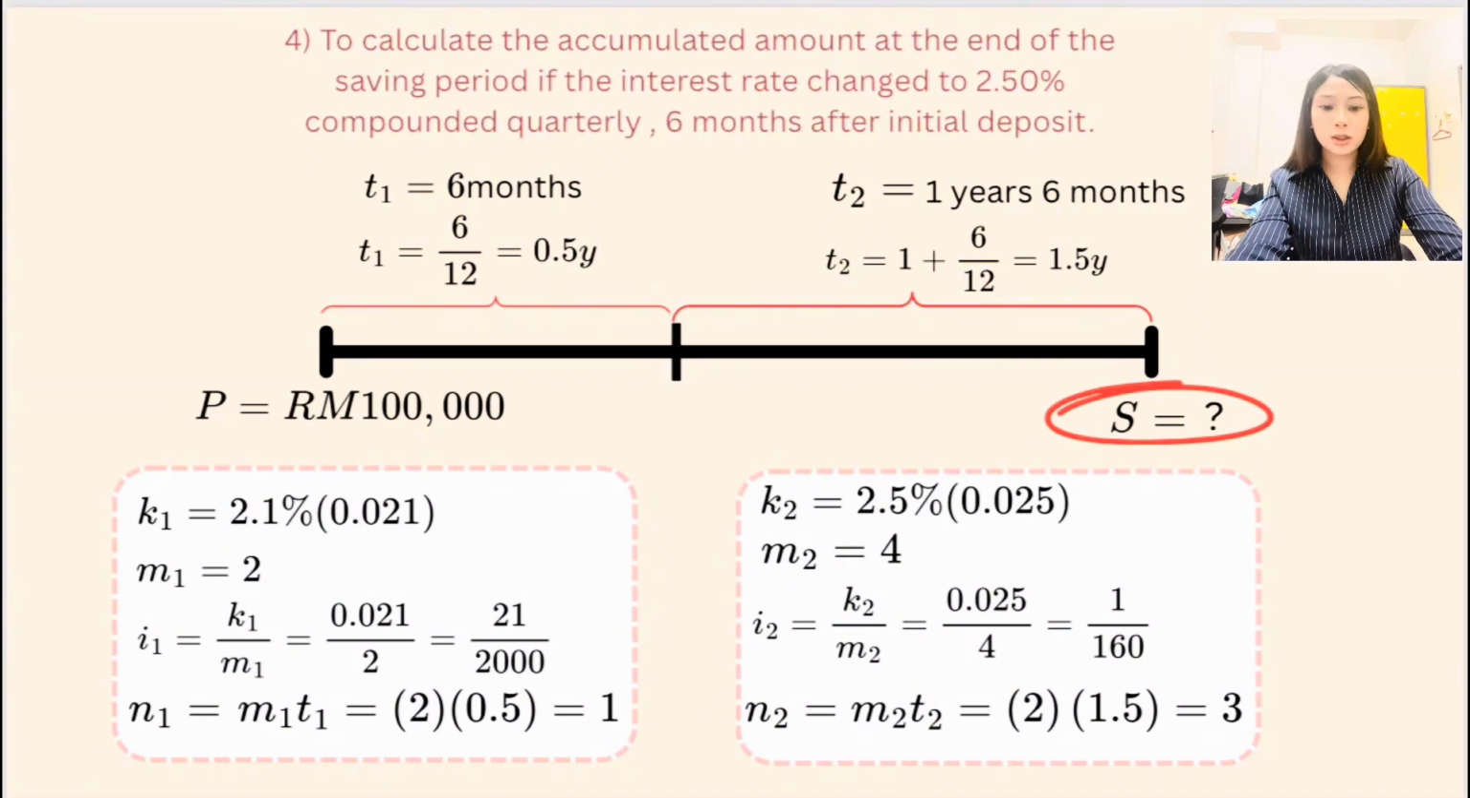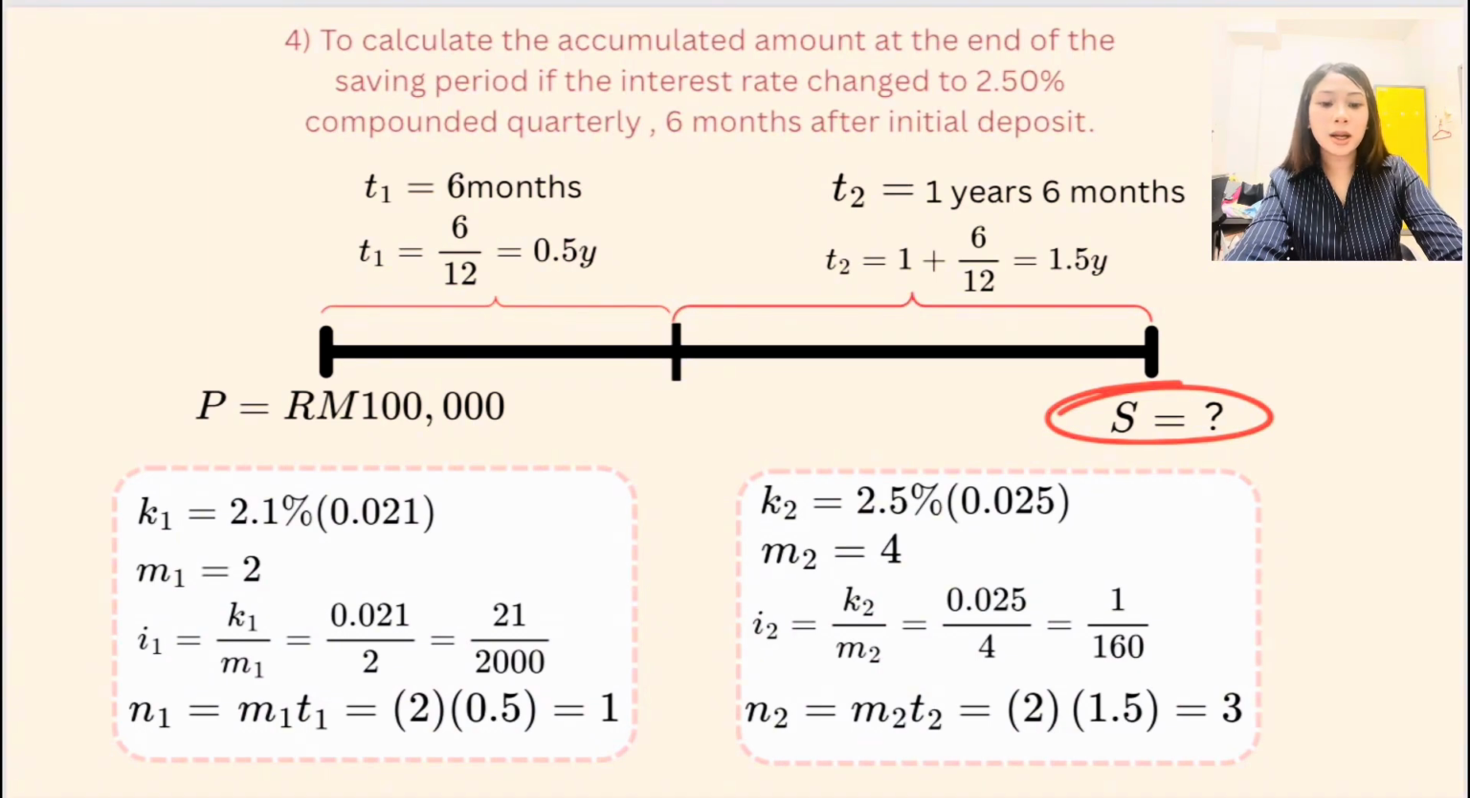The initial deposit is 100,000 ringgit. We divide the saving period into 2 parts. For the first part, T1 equals 6 months. We convert that into years. 6 divided by 12 equals 0.5 years. K1 is 2.1% equals 0.021. M1 equals 2. So I1 equals K1 divided by M1, 0.021 divided by 2 equals 21 over 2000. N1 is M1 multiplied by T1, 2 times 0.5 equals 1 period.